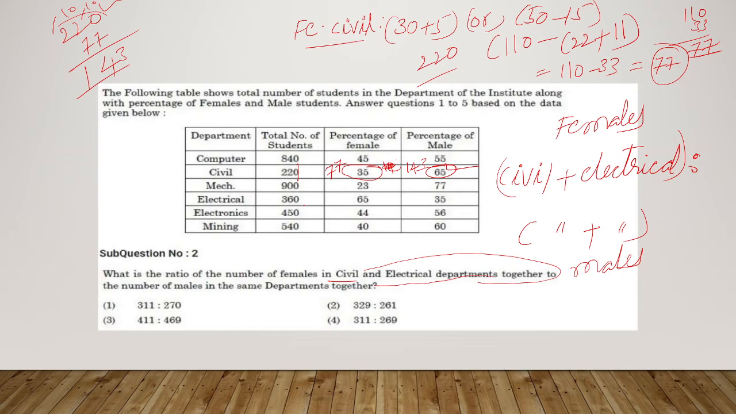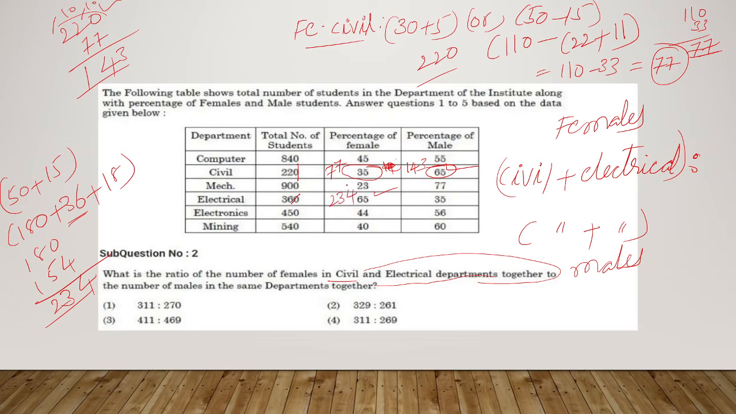Again electrical department, the number of females is 65 percentage. That means 50 plus 15 percentage. Okay, 50 percentage of 360 is 180, half of that, plus 10 percentage of 360 is 36. 5 percentage is half of 10 percentage, that is 18. 180 plus 54. 18 plus 36 is 54. 234.